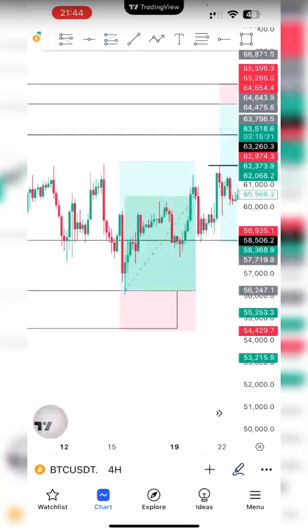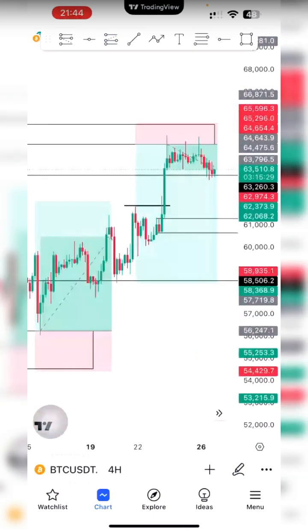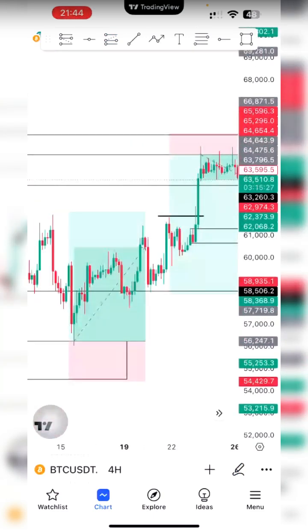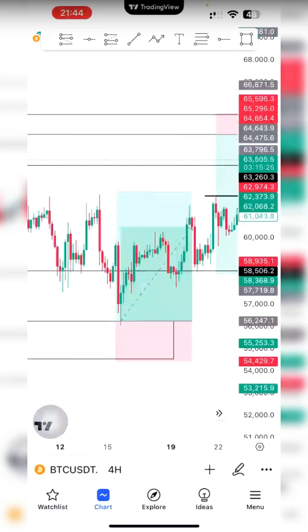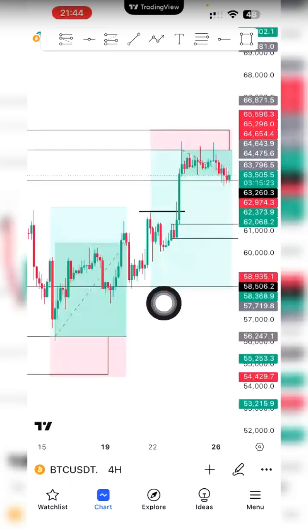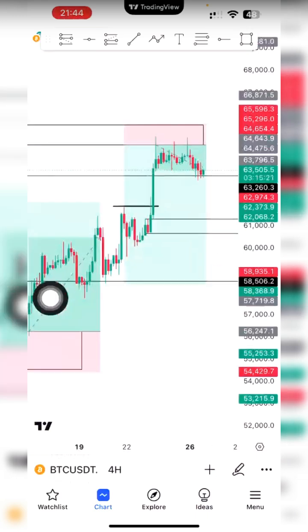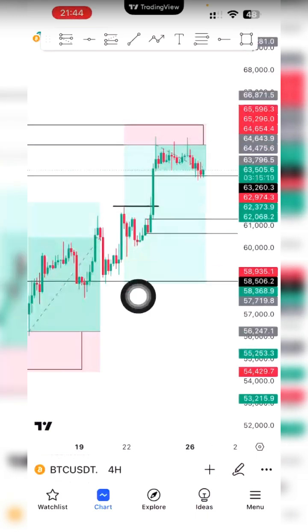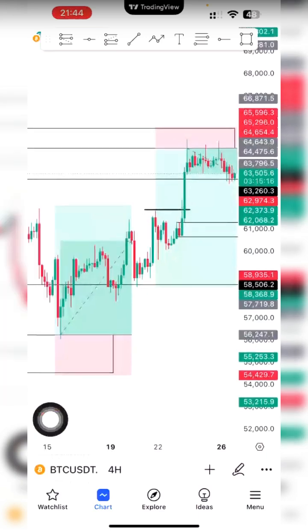Now look at this one. Look at this place, guys. You can see this is another thing. This is a support, guys. This is a support that I drew. Now, after you see this support, look at this place, guys.